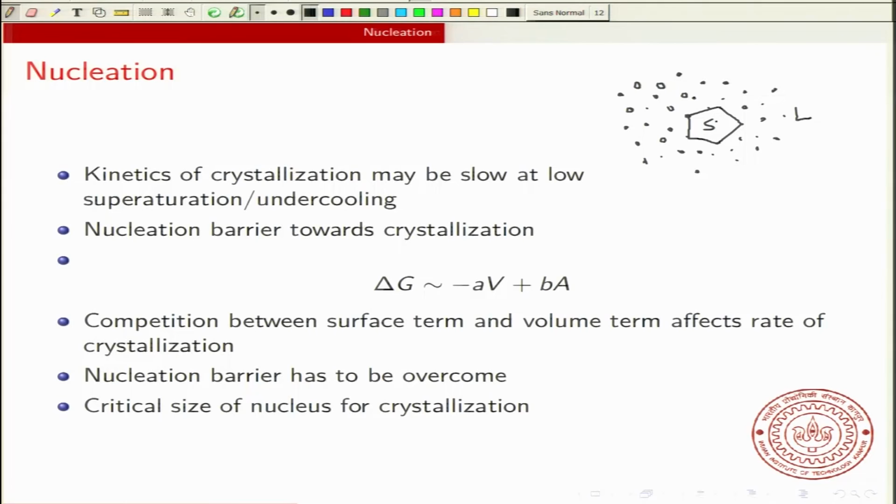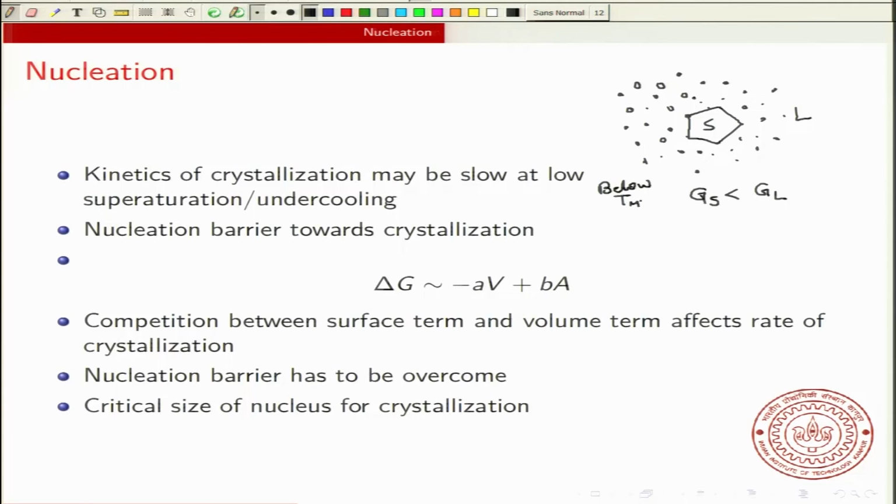Now, if you are below the melting temperature, we say that the Gibbs free energy of the solid is less than the Gibbs free energy of the liquid. So you are below Tm.